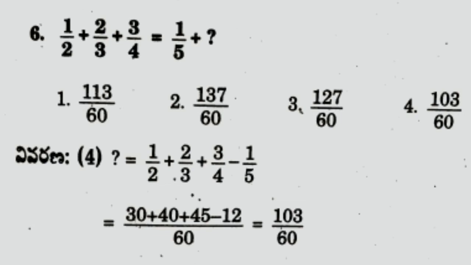Next, 4 15s are 60, so 15 into 3 is 45. 5 12s are 60, so 12 into 1 is 12. So finally, 30 plus 40 plus 45 minus 12 by 60. So the total is 103 by 60. Option 4 is the correct answer.